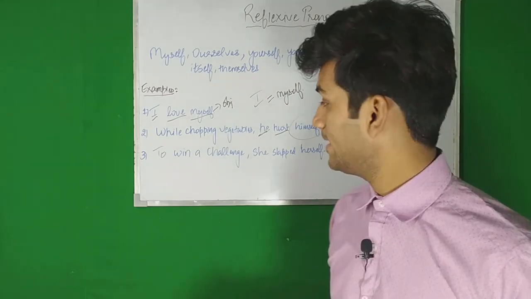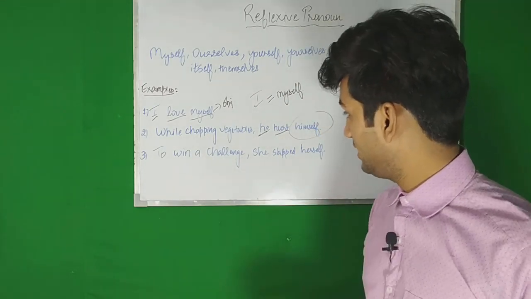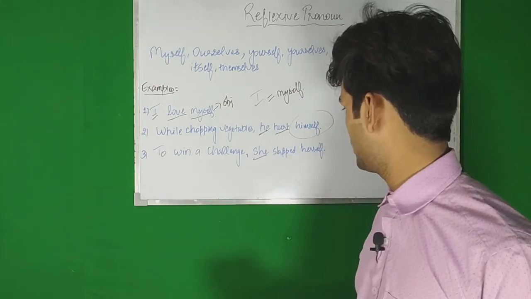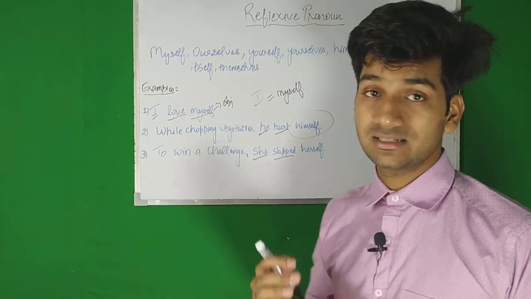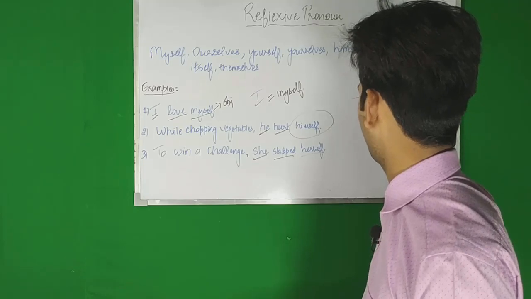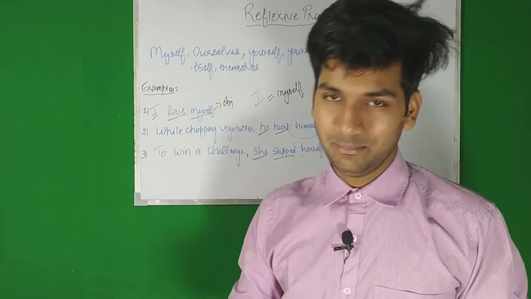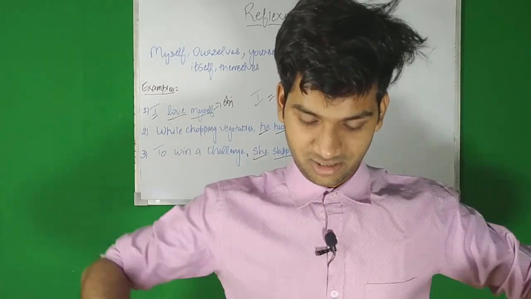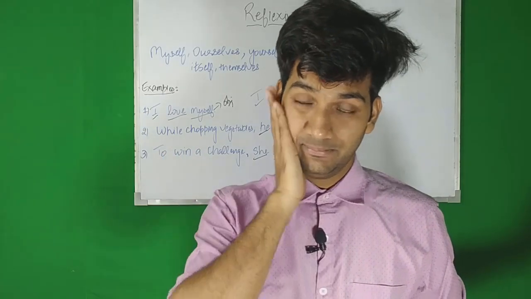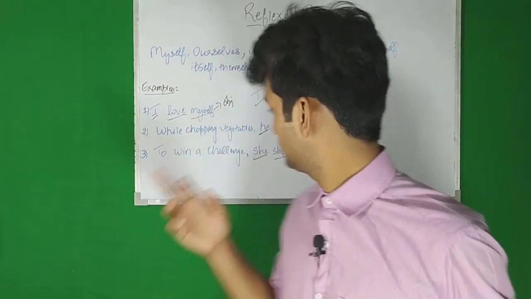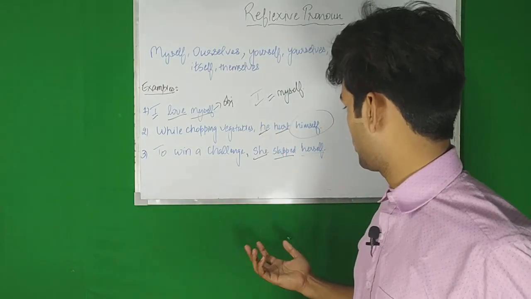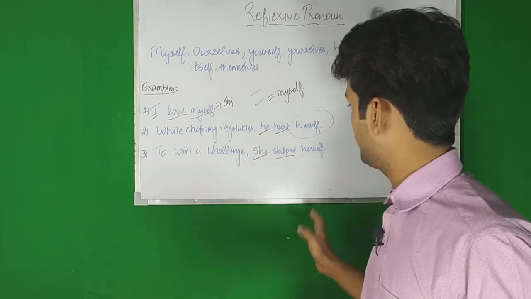We'll take one more example. To win a challenge, she slapped herself. Alright, what is our subject here? Very simple. She is our subject here. Slap is the verb. Slapped whom? If this is the person, I'm very bad at drawing, and this is the slap, I'll make you understand through this example. Let's suppose I am that person. I can slap anybody. I can slap myself. So she slapped herself. The person she acted upon was nobody but herself.